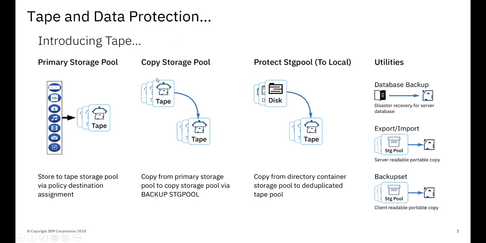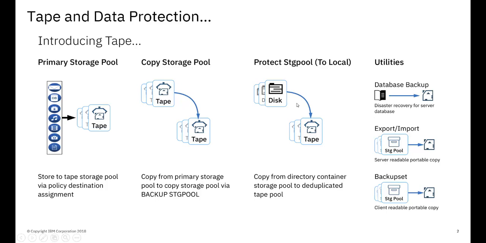You can also use tape as a copy storage pool, meaning your primary copies are being kept on a different type of storage, maybe disk, maybe additional tape. You're creating a second or third copy to be stored on tape, and perhaps that tape will even be taken off-site or sent to a different location for safekeeping. And this is done with a backup storage pool command. And copy storage pool is used for our traditional storage pools like disk or file or tape copies.